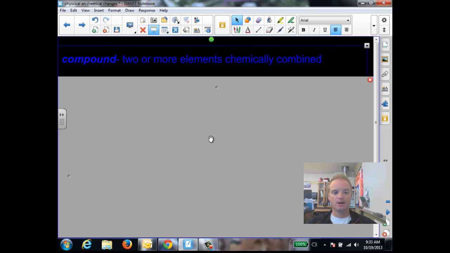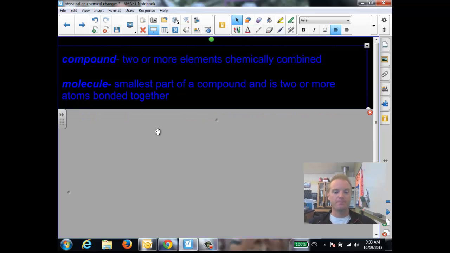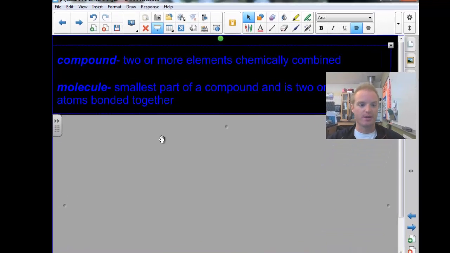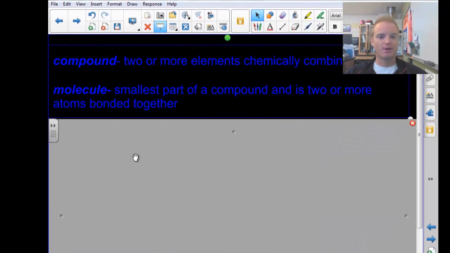So H2O combines together. Now, a molecule then is the smallest part of a compound and is the 2 or more atoms bonded together. And that's really where we get into that specific ratio of elements. So H2O, we have 2 hydrogens, 1 oxygen atom, so it's a ratio between the different elements, how many of one element combined with how many of the other element to form that molecule. So they're always in specific ratios, H2, so 2 hydrogens, 1 oxygen.